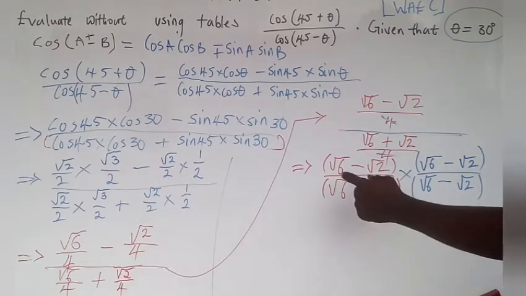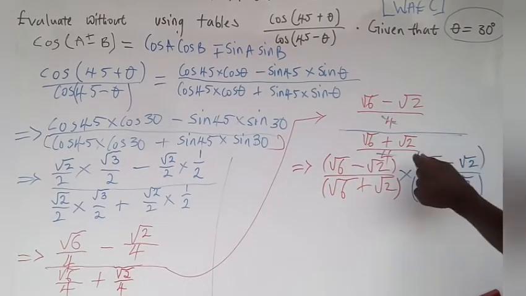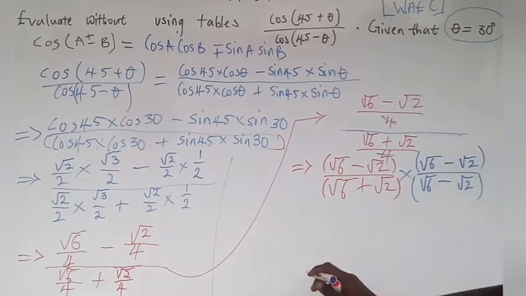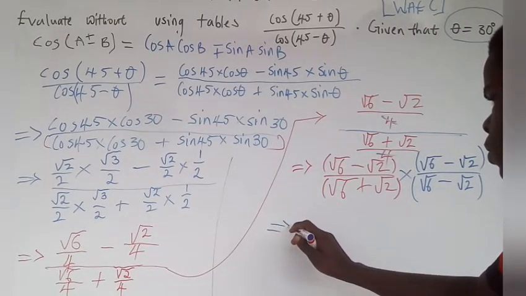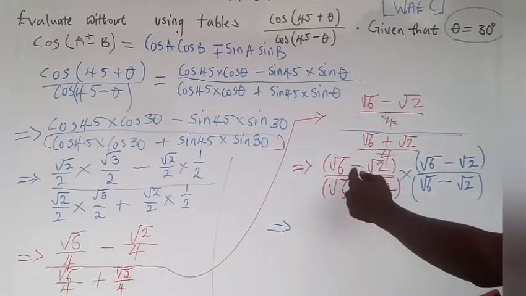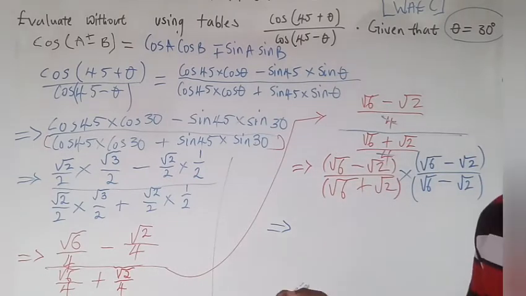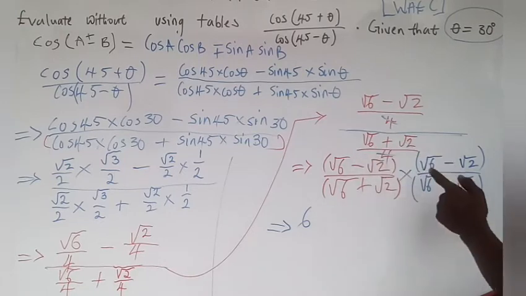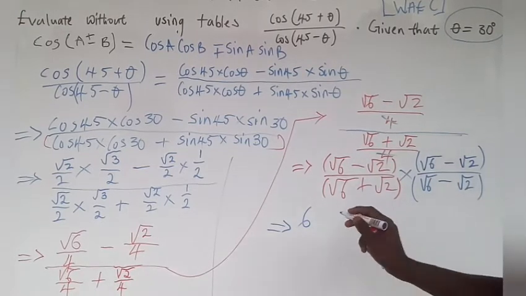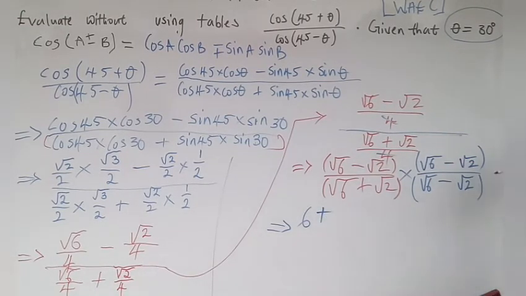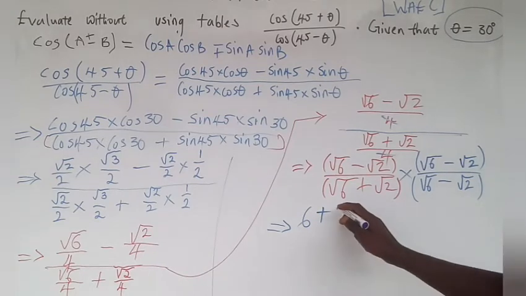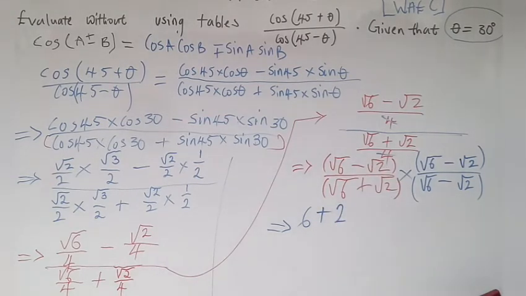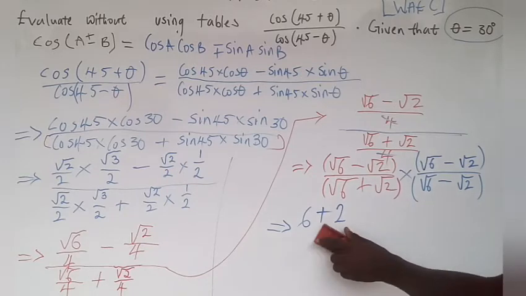Alright, so we now multiply this bracket with this one with this one. So what are we going to have? Root 6 times root 6 is root 6 squared, that is 6. Negative root 2 times negative root 2 is positive root 2 squared. That will be 2.